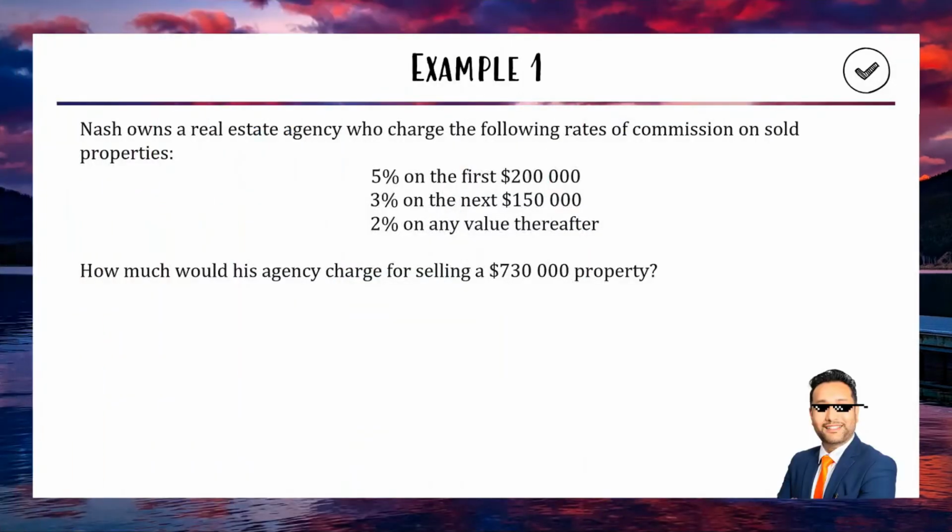Okay, let's do some maths. So first example, we have Nash who owns a real estate agency. And just down here in the right corner is what every real estate agent in the world looks like. We've got the following commission rates on properties. For the first $200,000 of the property's value, Nash is going to be paid 5% of that. For the next 150, so up to $350,000, it is 3%, and then anything beyond $350,000, he's going to be paid 2% of the value.